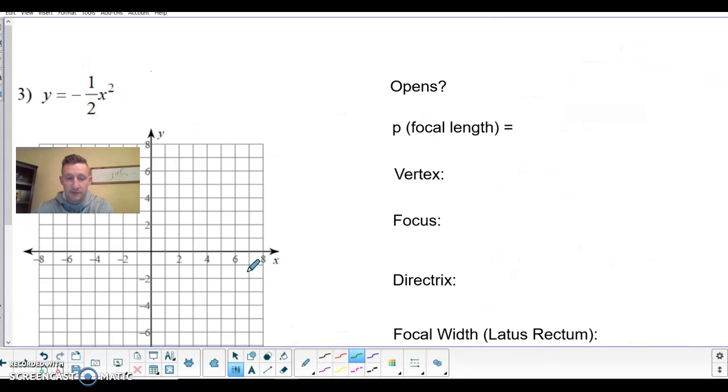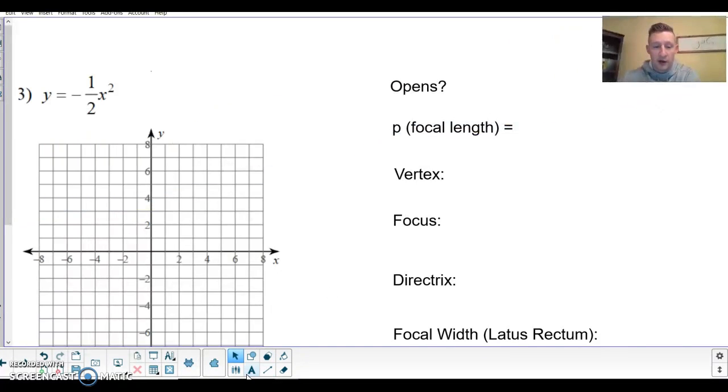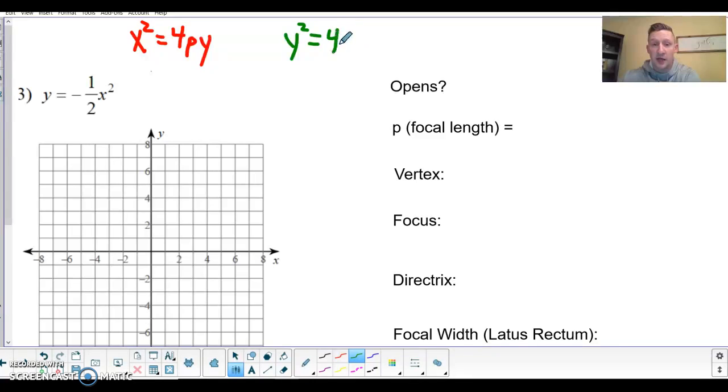So, examples. Number 3 straight off the worksheet. You might have been working on this in class today. If not, here we go. I'm going to rewrite the two standard forms again for us to look at right here. Either we've got x squared equals 4 times p times y, or we have y squared equals 4 times p times x. Now again, recognize p is not going to show up. I don't see p anywhere here, but it's understood that it exists somewhere within this function.